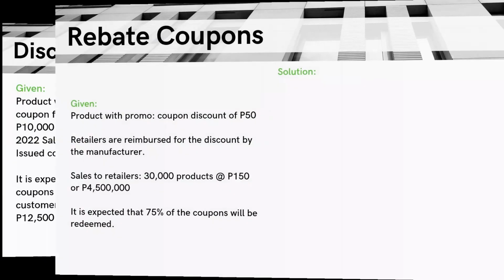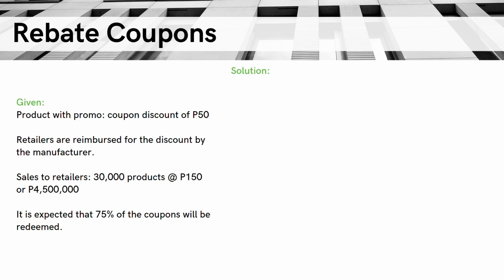Next, by the way, for the journal entries, it is basically just the same as the previous example in the free coupons. Okay, so they are the same because they are customer options. Okay, next. Here's another example related to rebate coupons.